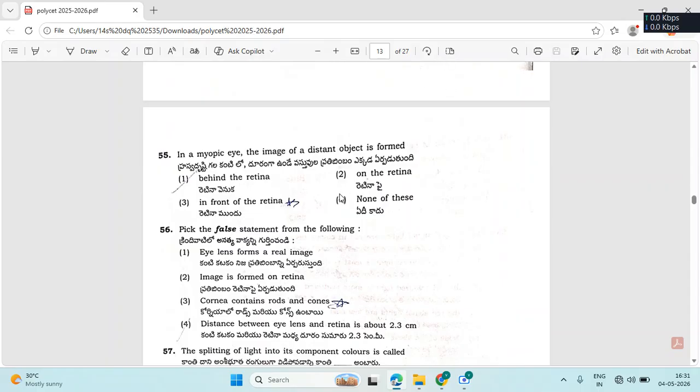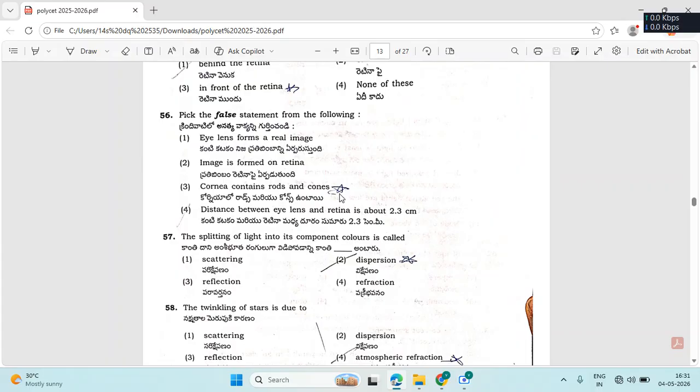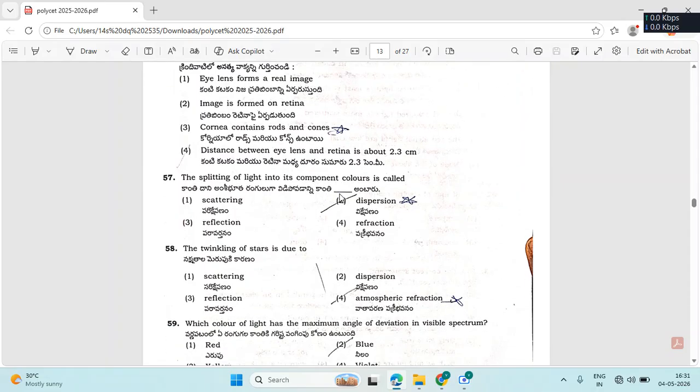Pick the false statement from the following. Eye lens forms a real image. Image is formed on retina. Cornea contains rods and cones. Distance between eye lens and retina is about 2.3 centimeters. The correct option is 3 and the answer is cornea contains rods and cones.